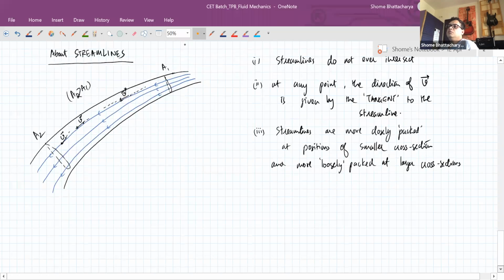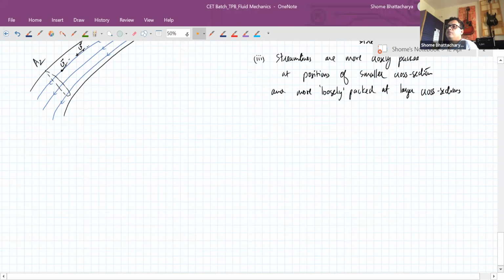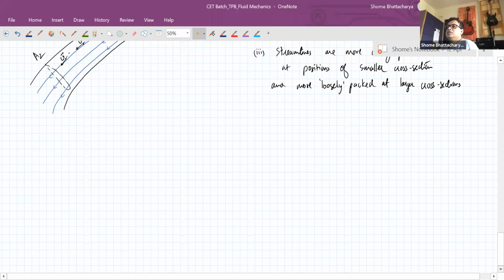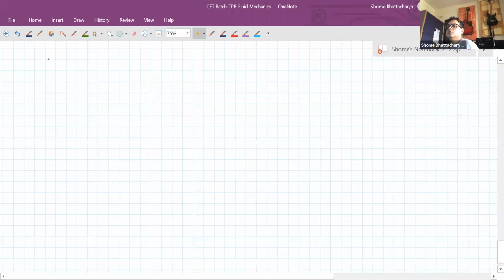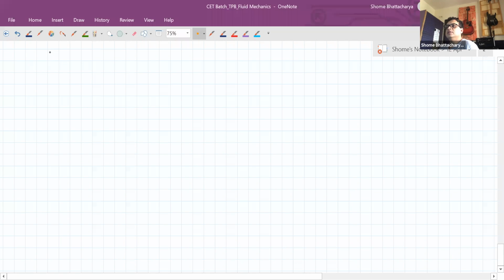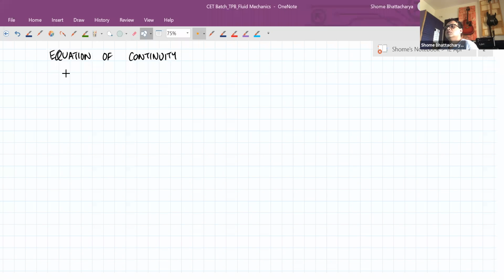Now we come to the mathematical equations that we can write for steady flow or streamline motion. So the first is called the equation of continuity, which is applicable strictly to steady flow.